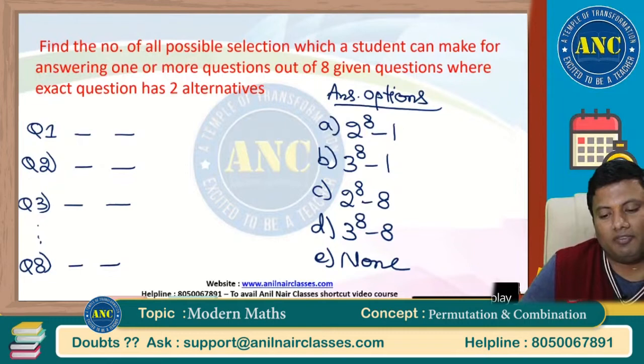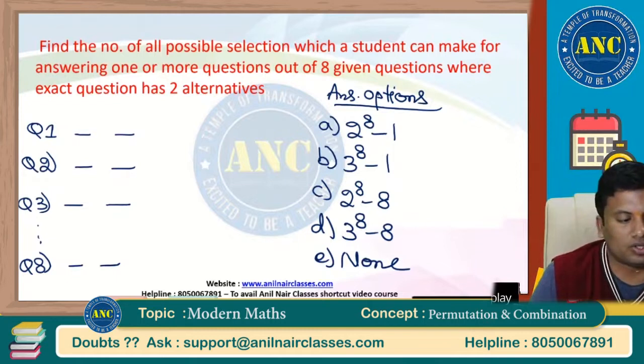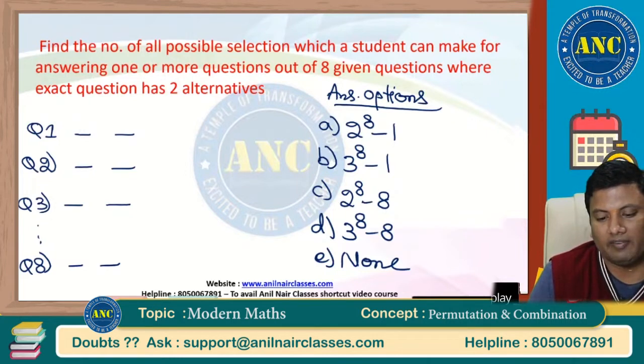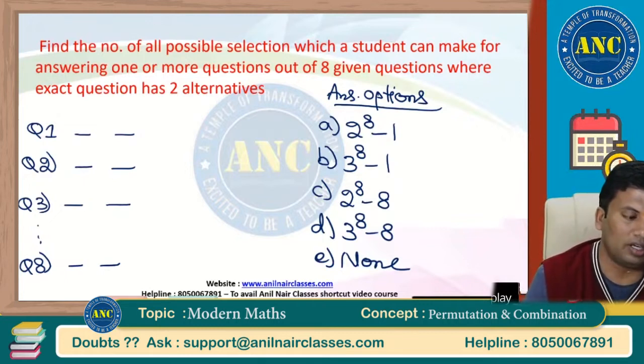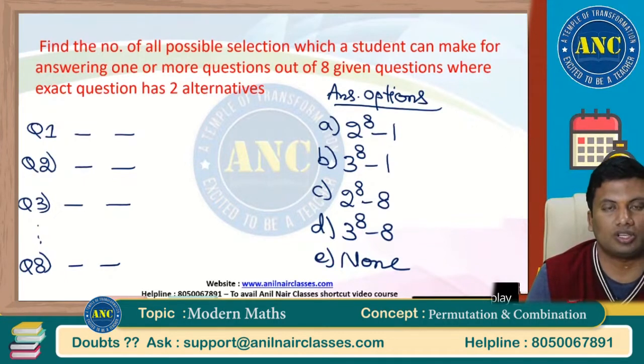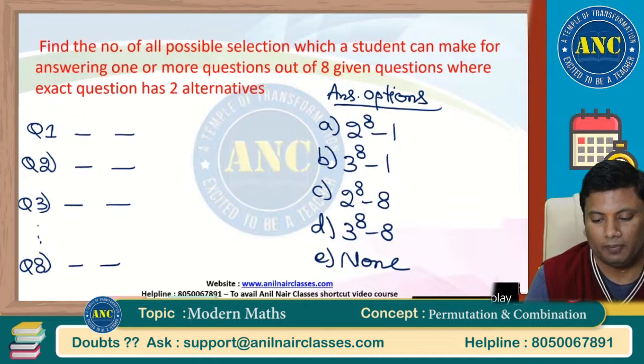Find the number of all the possible selections which a student can make for answering one or more questions out of 8 given questions, where each question has 2 alternatives. Question number 1 has got 2 alternatives. Question number 2, question 3, question 4. Let me know which answer is right.